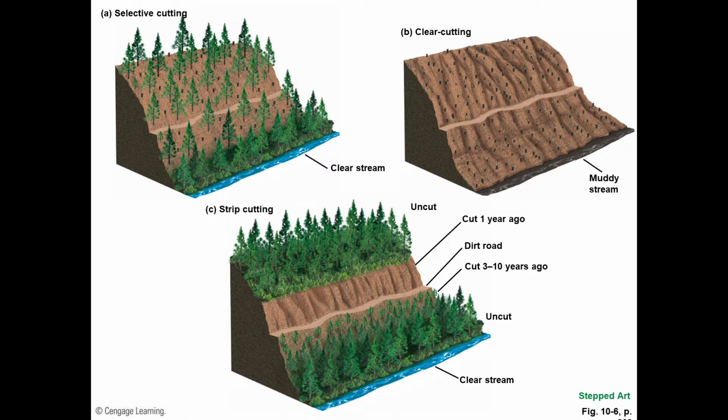And so on the bottom, which is your third picture, is our strip cutting. They cut a strip, they have a little road to get at it, and they kind of move on. Right below that road is trees that were cut 3 to 10 years ago. You have the uncut on either one of the sides, and you kind of rotate through. So you see it still reduces pollution. We still control soil erosion, but we get more trees per area of land, so higher crop yield.